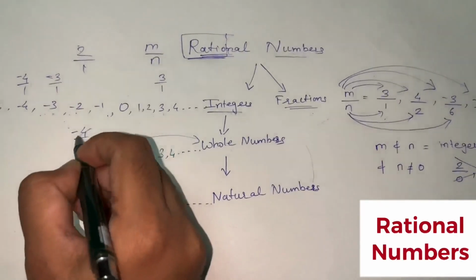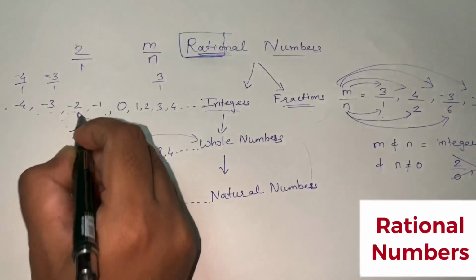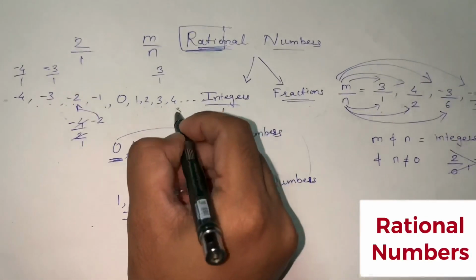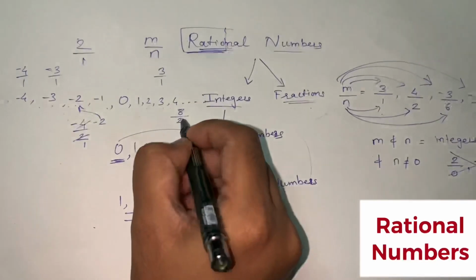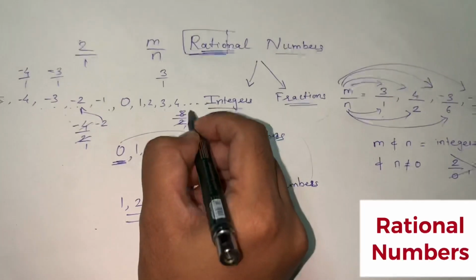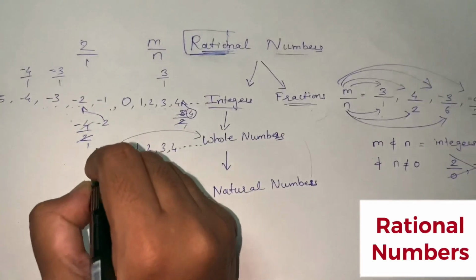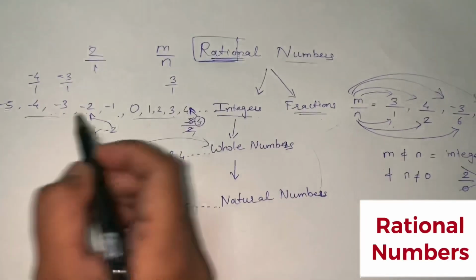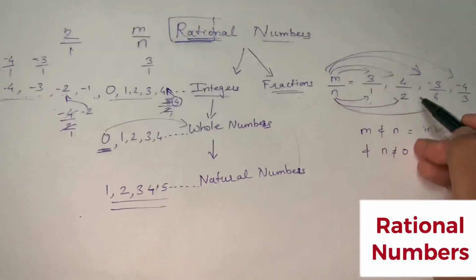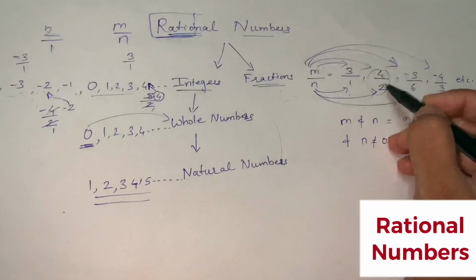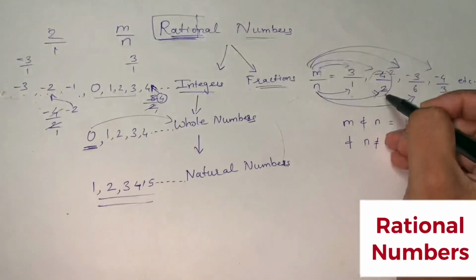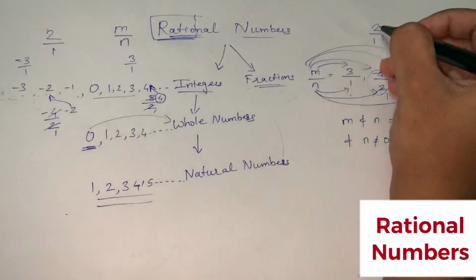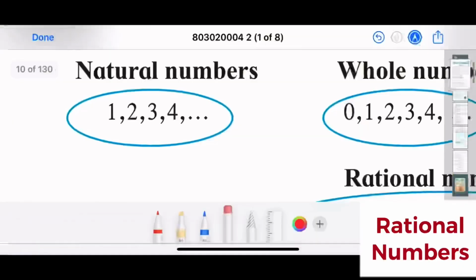Now -4 upon 2, if I cancel it, I get the number -2, which means that this ratio is also an integer. Then 8 upon 2. 8 upon 2, if I cancel, I get the number 4. 4 is an integer, means this ratio is an integer. So you can see integers also can be ratios. Similarly, I have written one more ratio here, 4 upon 2 in the form of m upon n. If I cancel it, I get the number 2. So 2 is an integer which is also written in the form of m upon n.